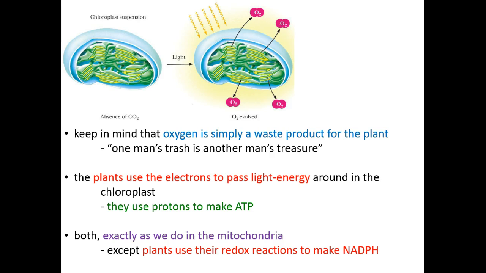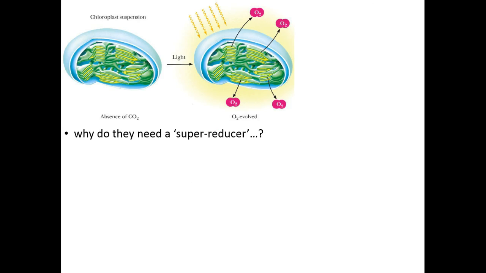Plants are also making this NADPH super reducer along the way as well. The ATP production is secondary. It's the NADPH that plants want the most. It's the super reducer they need. So then the question becomes, well, why do plants need a super reducer? Seems like a whole lot of work to make NADPH. What's the whole reason for that?